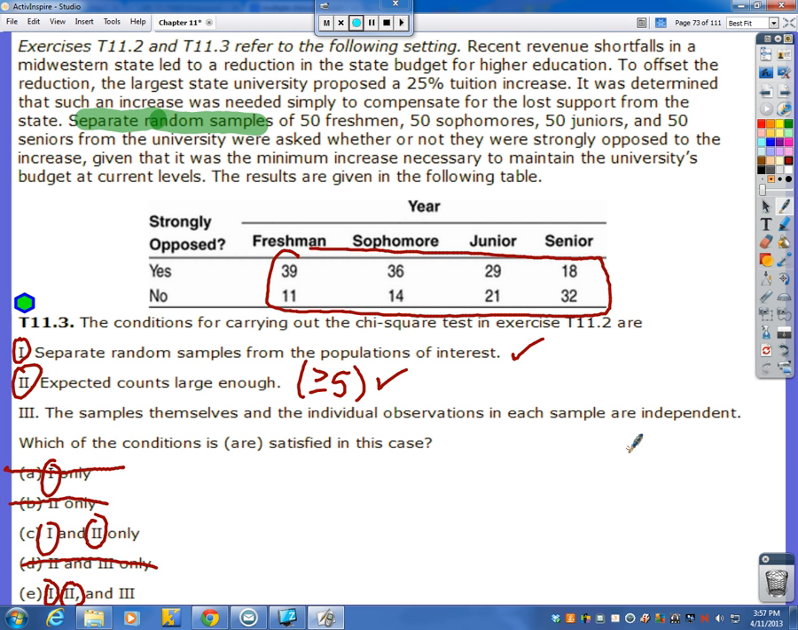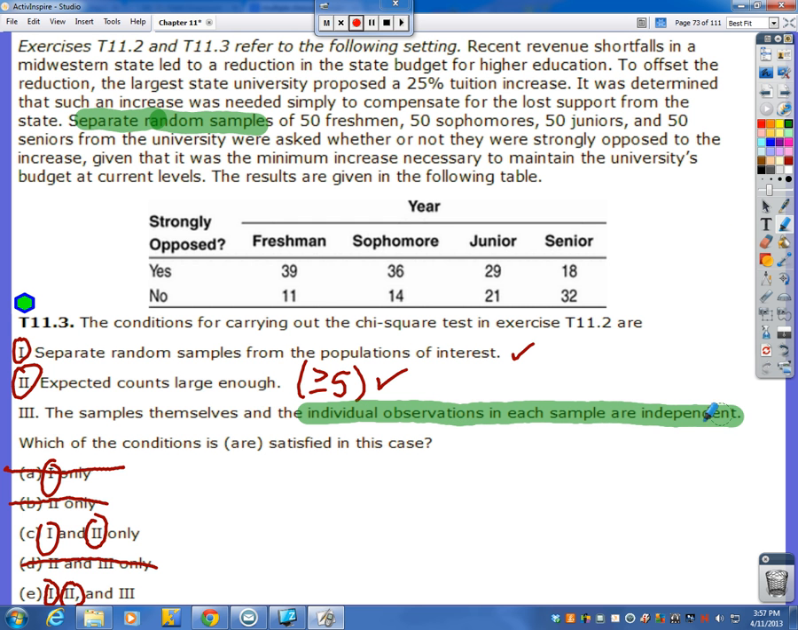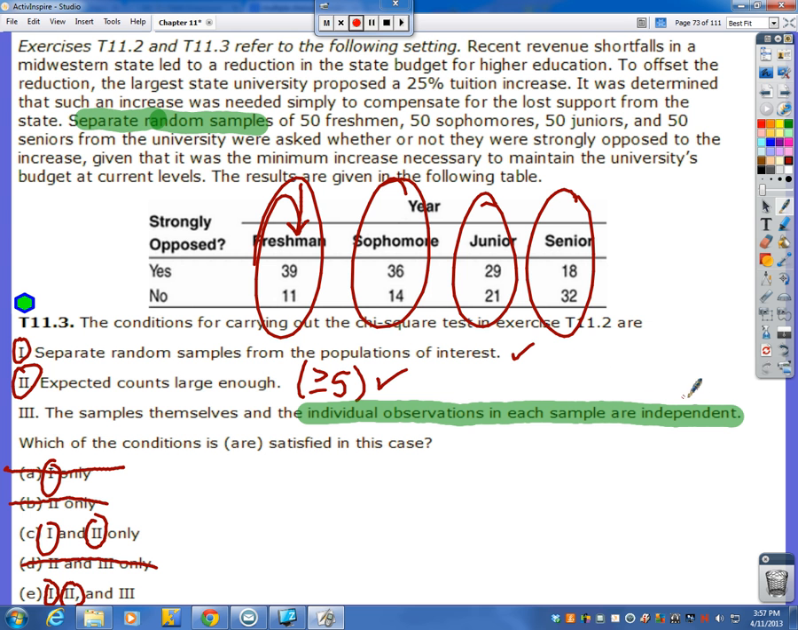Now typically we would check the population is at least 10 times the sample size. Or, as we have discovered, sometimes they want to know, are the samples themselves, really the individual observations in each sample, independent? Well, think about this. If you're considered a freshman, can you also be considered a sophomore, junior, or senior? No. If you're a sophomore, can you be considered a freshman, junior, senior? No. Same thing for juniors and same thing for seniors. So all of these people that are freshmen will be completely independent from all of these people who are considered sophomores, from those that are considered juniors, from those that are considered seniors. So 3 is met. So C bites the dust, and our correct answer is E.